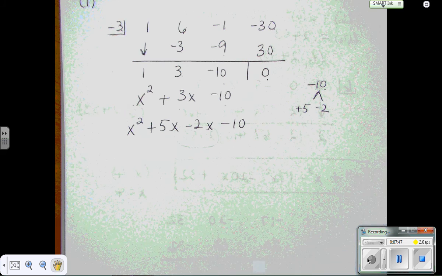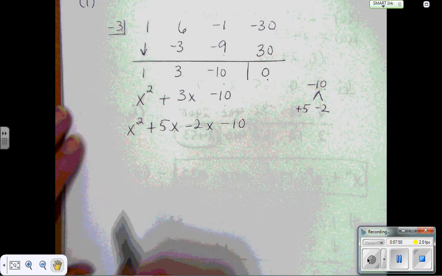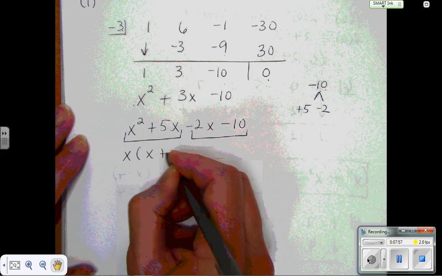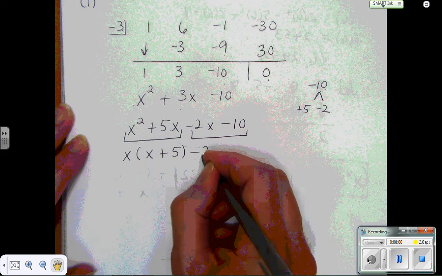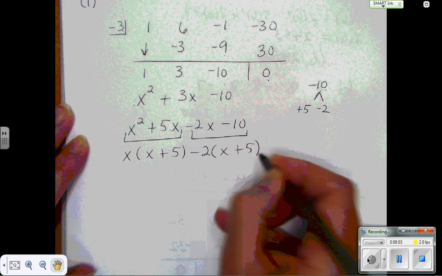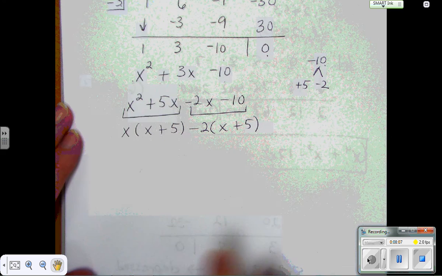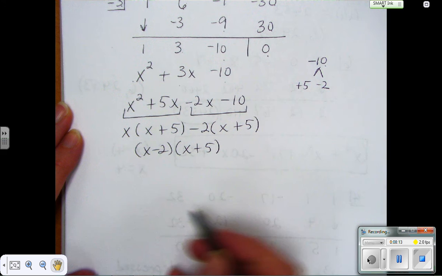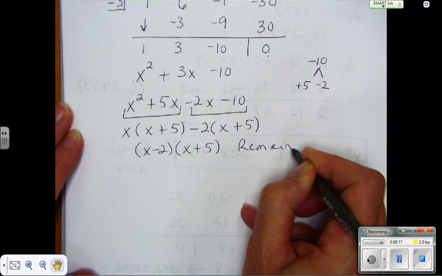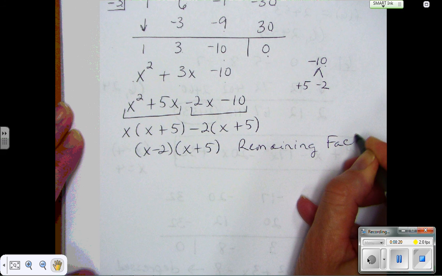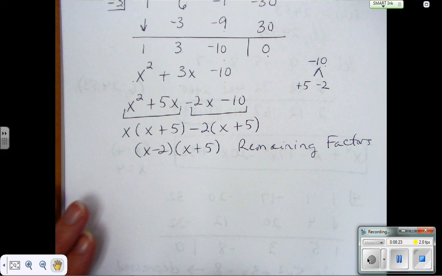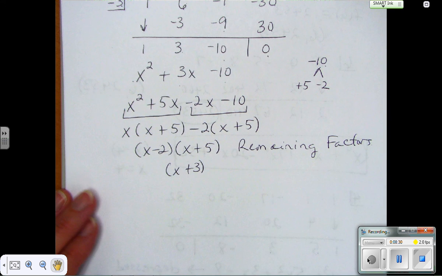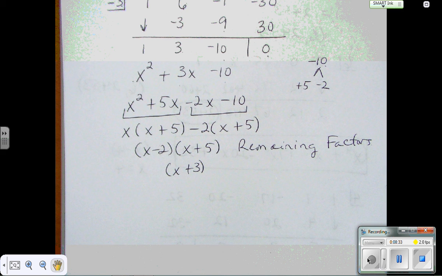And then I can group and factor. So the first 2 terms have an x in common. I have x plus 5 in parentheses. The last 2 terms have a negative 2 in common, and I have x plus 5 left in parentheses. I have identical binomials, so now I can consolidate x minus 2 together and write x plus 5 one time. And these are the remaining factors. That's the second part of the problem that they're asking for. So x plus 3 is a factor, but then so are x minus 2 and x plus 5. So to get remaining factors, you need to divide synthetically, get the depressed polynomial, and try to factor if you can.